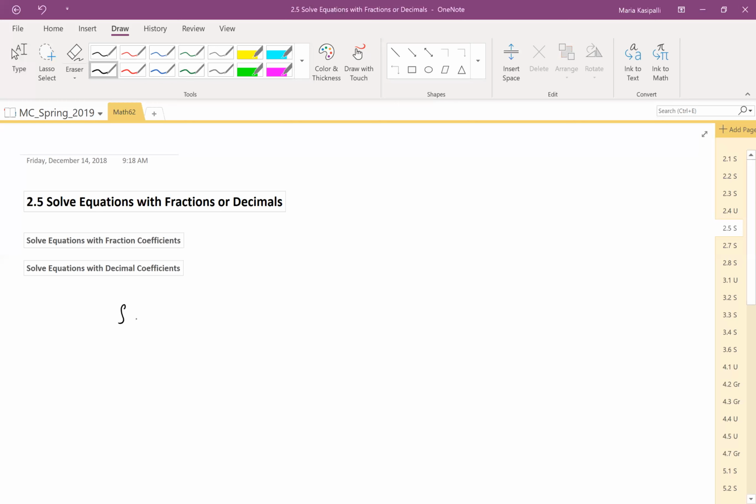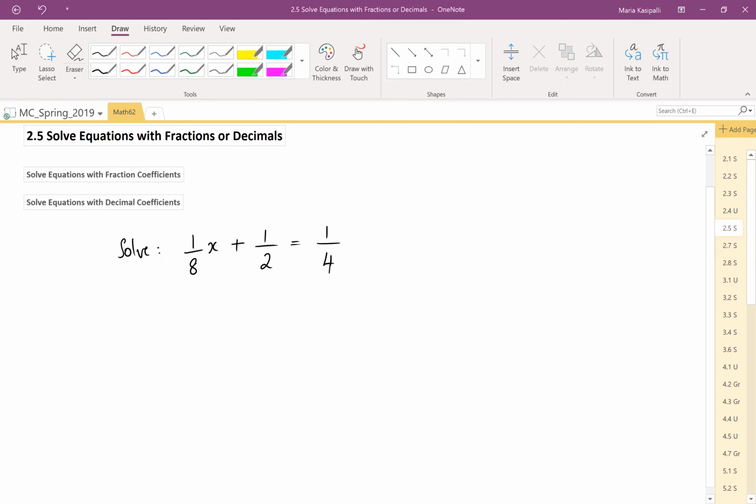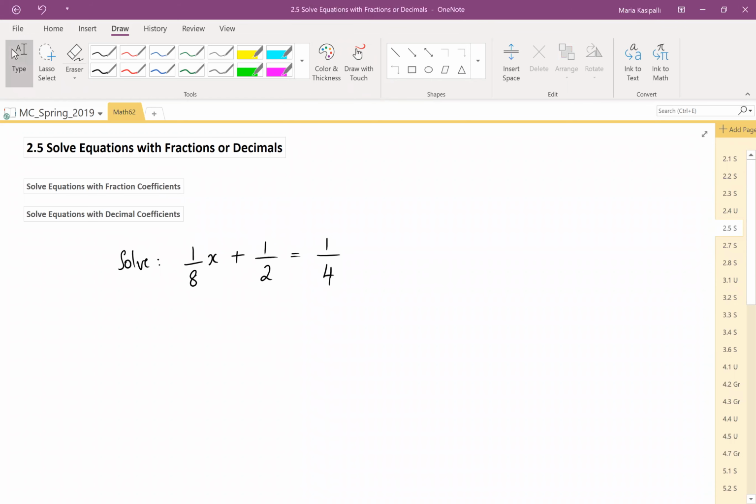Solve 1 over 8x plus 1 over 2 equals 1 over 4. Clearly, this is a case where we have fractions, not decimals. There are two ways to do this, so perhaps I'll call this method 1.